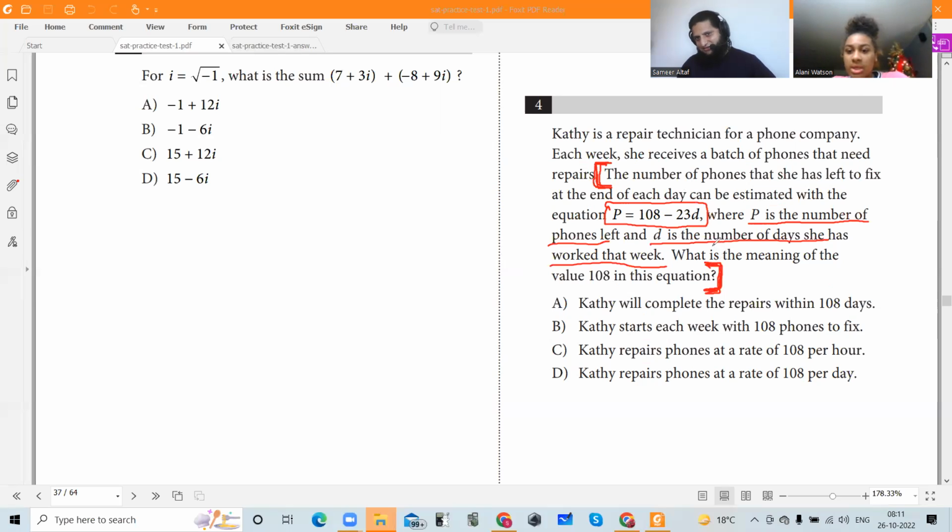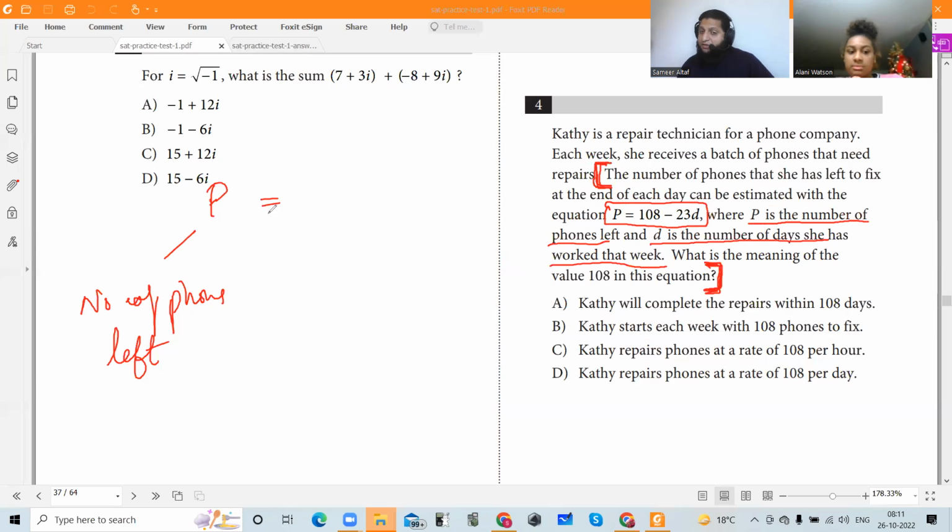Forget everything. Just focus on this equation. P is the number of phones left after maybe 1 day, 2 days, 3 days. Which is the number of phones that she has fixed? The 23. 23 is the number of phones that she has fixed.